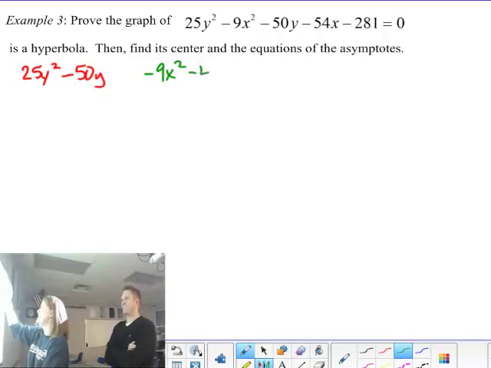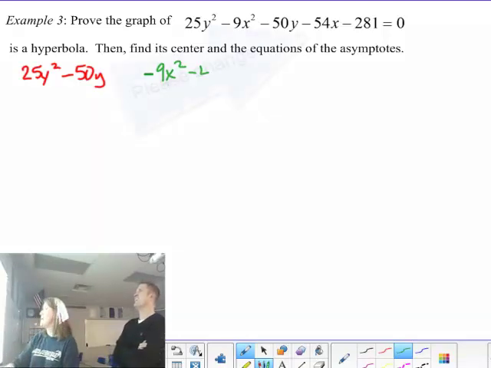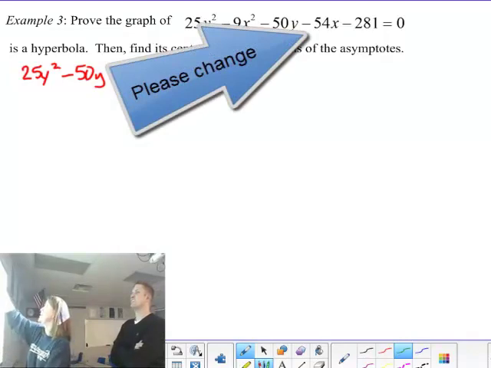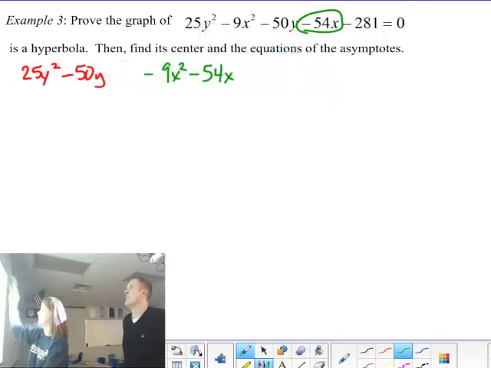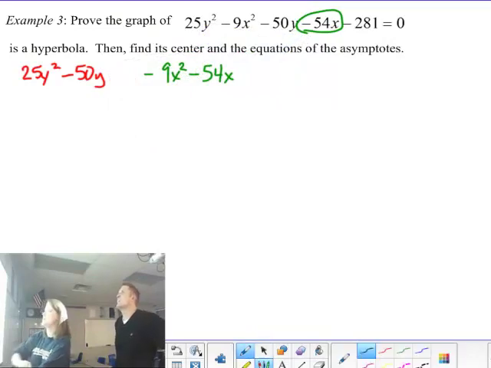Now, we do need to tell you that we made a typo mistake. So please change for us this right here. That needs to be negative 54x. I'm not sure what gremlin typed the wrong thing, but you fix it for us, please. Make sure it says 54.